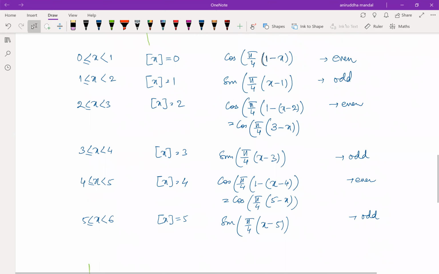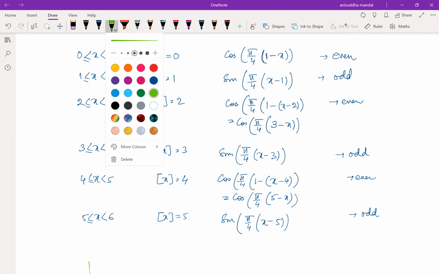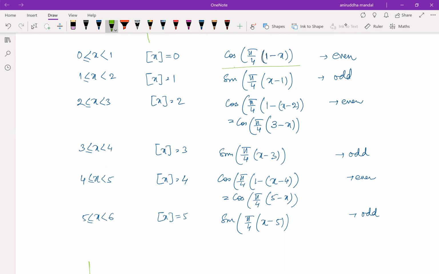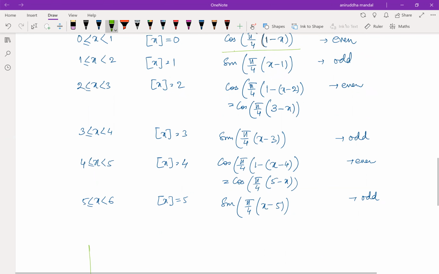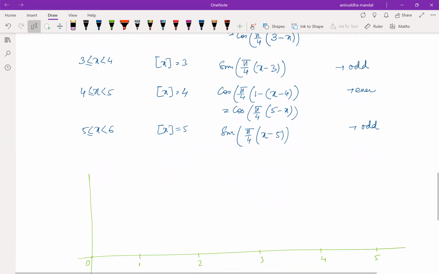if we plot between 0 and 1, we have cos pi by 4 into 1 minus x, this first function. Okay, so what we have is putting x equal to 0, we have cos pi by 4. So cos pi by 4 means 1 by root 2. So this is say 1 by root 2. Okay. So the function will start from here.